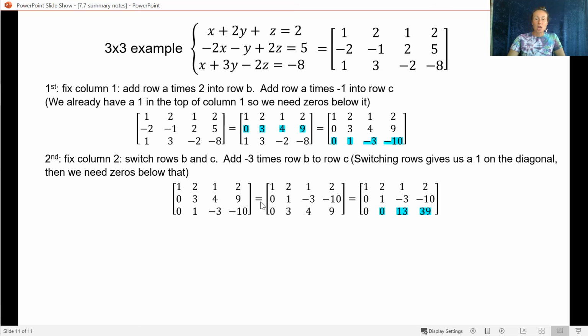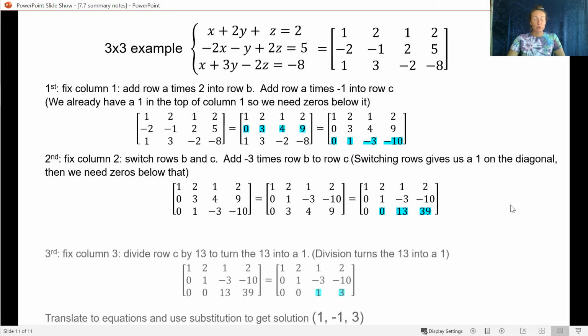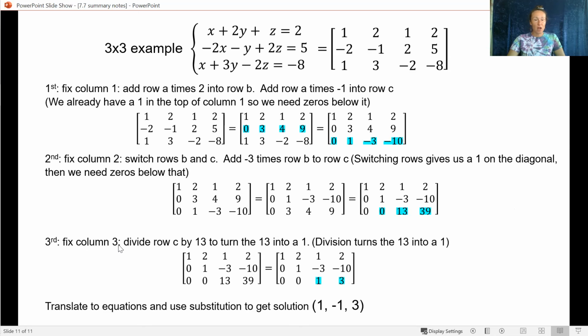Remember, in reality, we're not actually changing row B at all. We're just using a multiple of it in order to change row C. So now we've got a 1 on the diagonal, zeros below it. And our last step is we have to turn that 13 into a 1. If we want to fix our third column, remember when you turn things into ones, with the exception of exchanging rows to make it simple, we usually want to use division. So we're going to look at row 3. We want to turn that 13 into a 1, so we're just going to divide row 3 by 13. And we get a 1 and a 3 there.